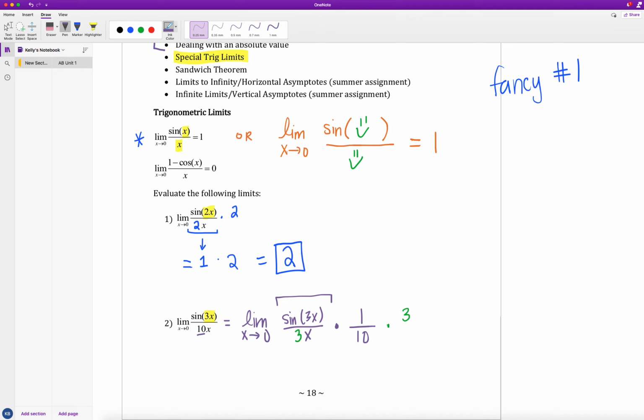But I've kind of strategically rewritten this so that I have a part of this right here that allows me to use my special trig limit. So by evaluating the limit as x approaches 0 of sine of 3x over 3x, that's going to be equal to 1, times the limit as x approaches 0 of 1 over 10, and the 3 are not affected. So I get 1 times 1/10 times 3, and I end up with 3/10 then as my final answer.